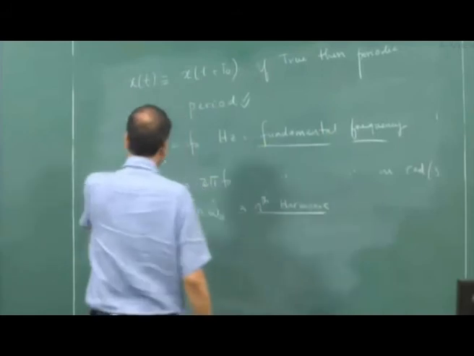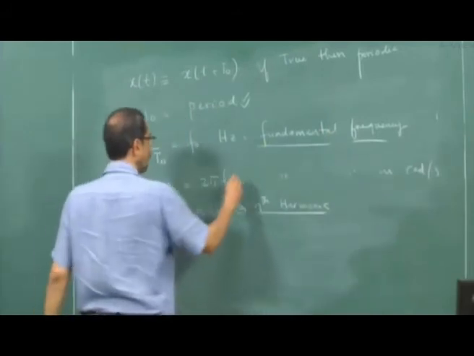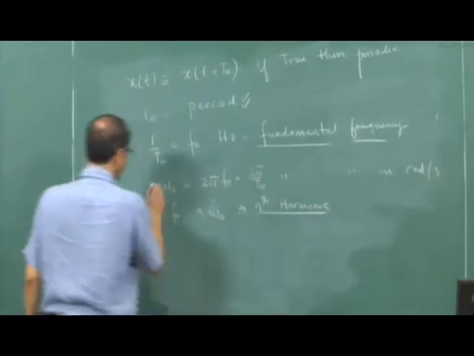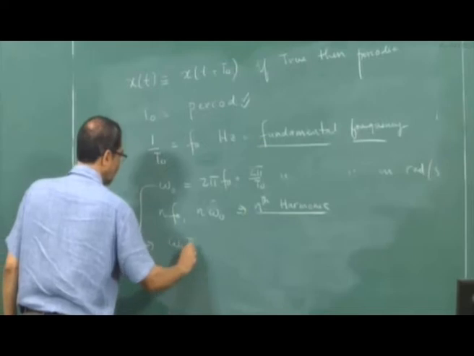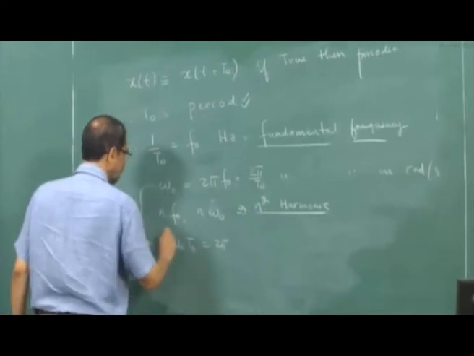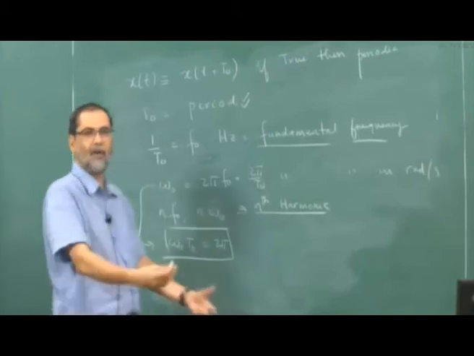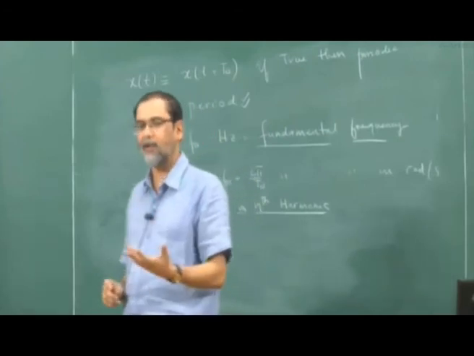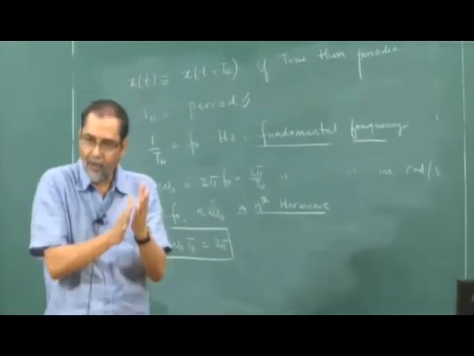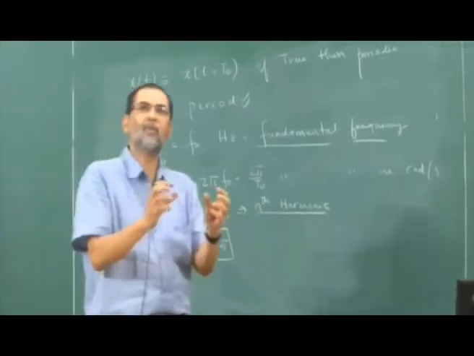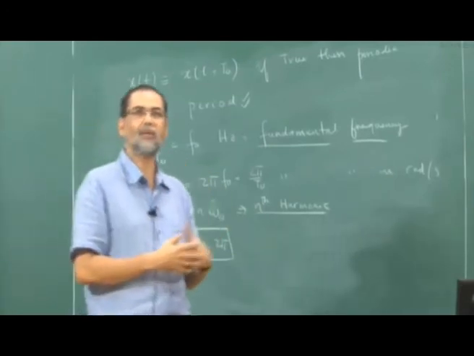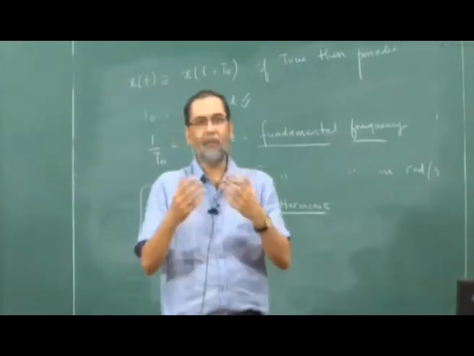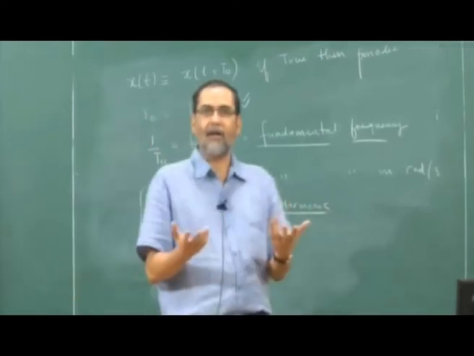So omega naught is 2 pi into F naught. F naught is 1 by T naught, so it is 2 pi by T naught. This means omega naught into T naught is 2 pi. This is another property that we make use of in several of our results. These are all the basic ideas that I want you to be familiar with. So I have a periodicity, the smallest value is T naught, called the fundamental period. 1 by T naught is the fundamental frequency, called F naught.